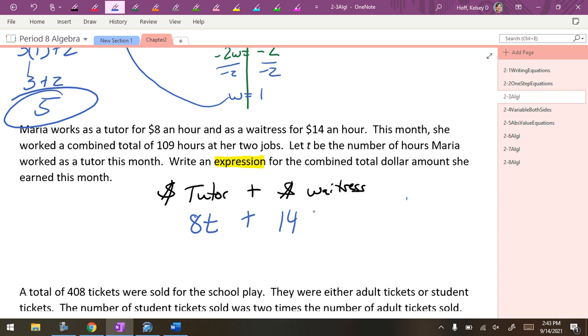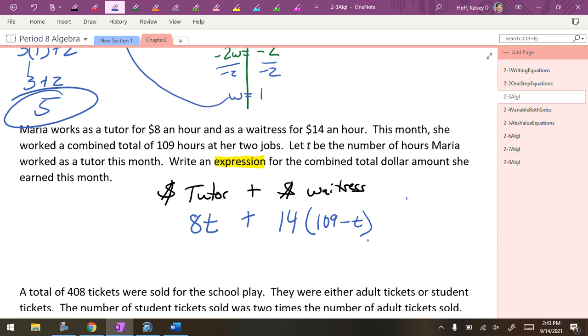You work 109 total at her 2 jobs. Do I know how many she works as a tutor? No, but they call it T. So how many does she work as a waitress? 109 minus T. She only has 2 jobs, right? And together she works 109. So if I just took out her tutoring hours, I'd have left her waitress. I don't know how many the tutoring is, but I could figure it out with an expression. So when you have 2 things you don't know, you can base them off of each other.